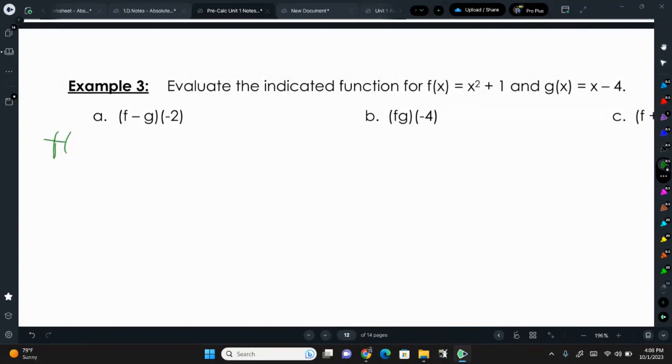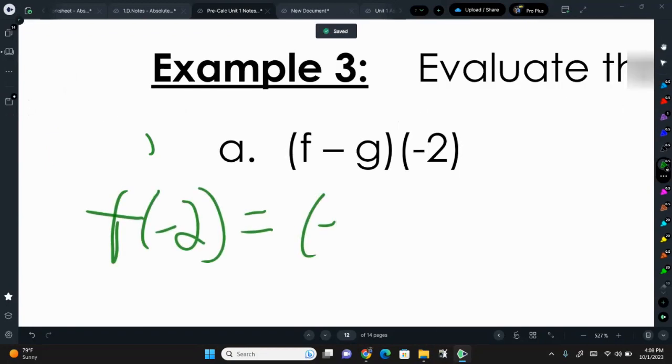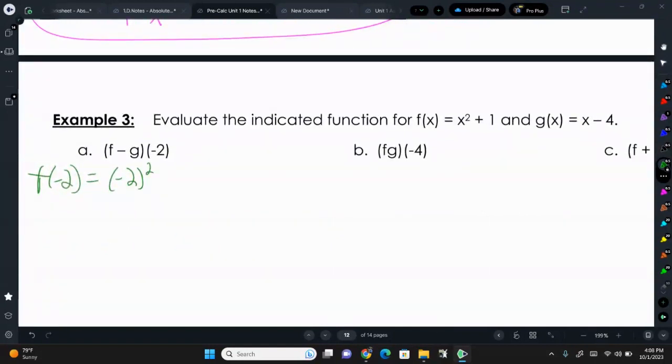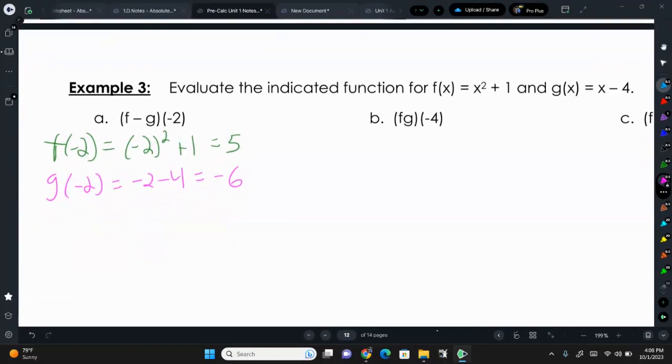So f(-2) equals (-2) squared plus 1, which is 5. g(-2) is -2 minus 4, which is -6. And then it says f minus g. So we have f, which was 5, minus g, which was -6, which gives us positive 11.